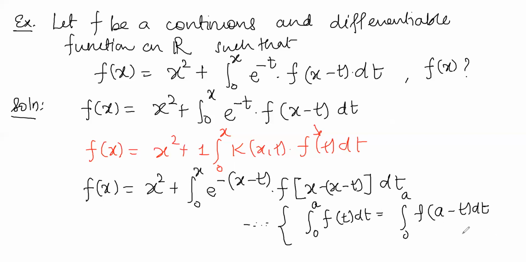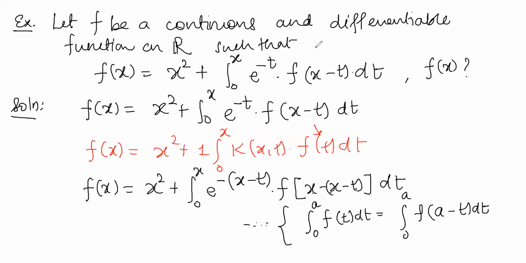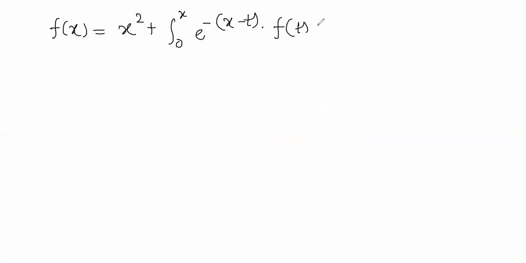Now our integral equation gets simplified and gives us this equation. f of x equals x square plus, what was there behind? Integral 0 to x e power minus of x minus t into f of this. This x and x will be getting cancelled, and I'll be just having t. So f of t dt. Now we can think of applying Newton-Leibniz's formula.